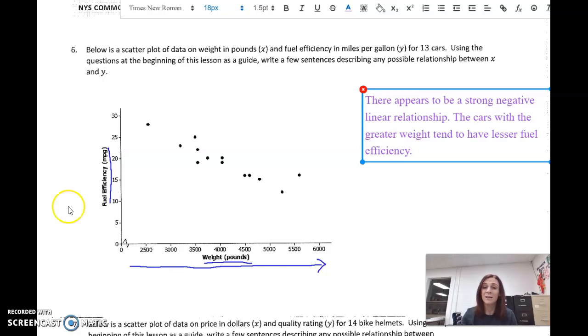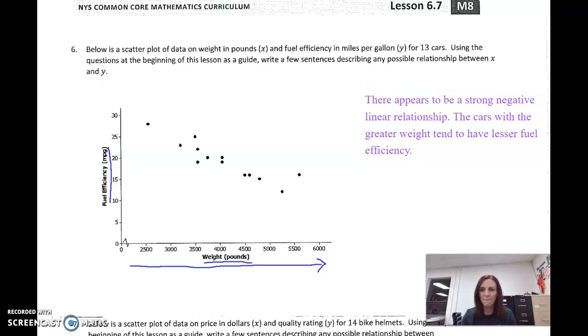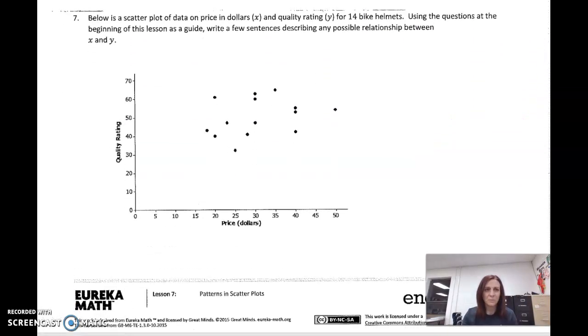We want to make this, and it's kind of a hint for you here. You can always say, as the weight is increasing, always say whatever's on the x-axis is increasing. Then tell what's happening to the y-axis, whatever the label is, in this case, fuel efficiency is decreasing. So using those two questions, is there a relationship, is it linear, is it positive or negative, kind of helps us describe what's going on in the graph here.